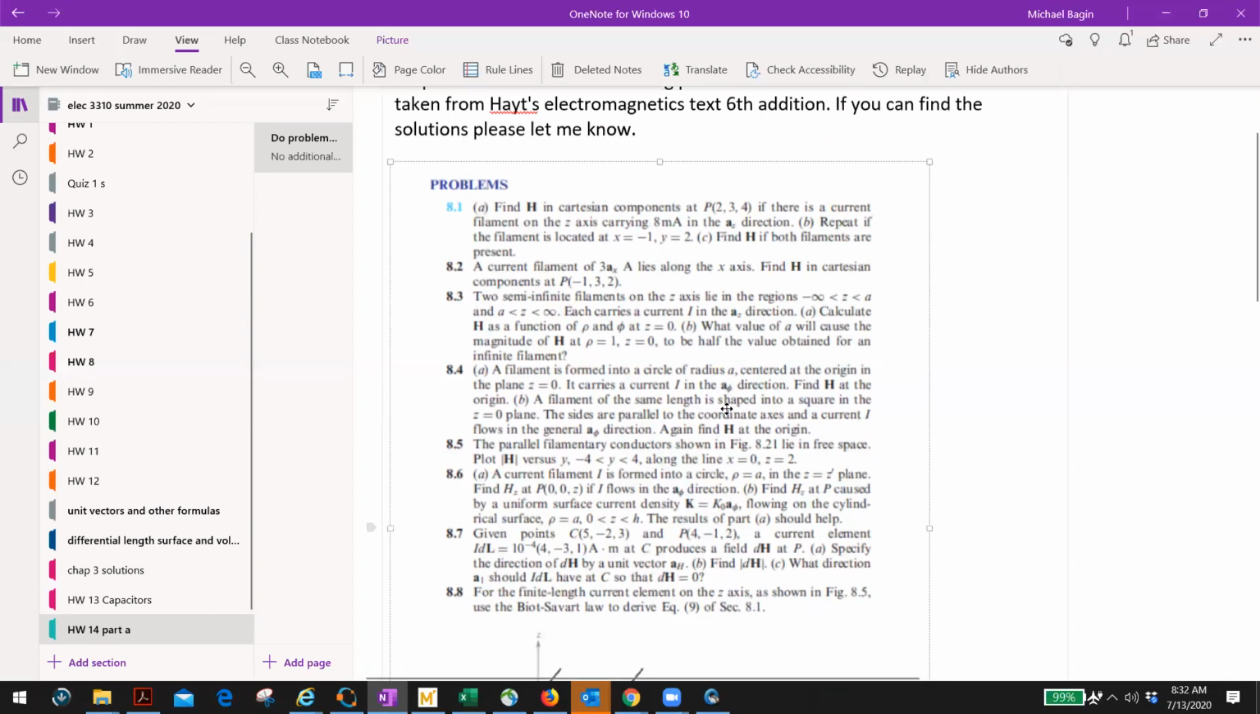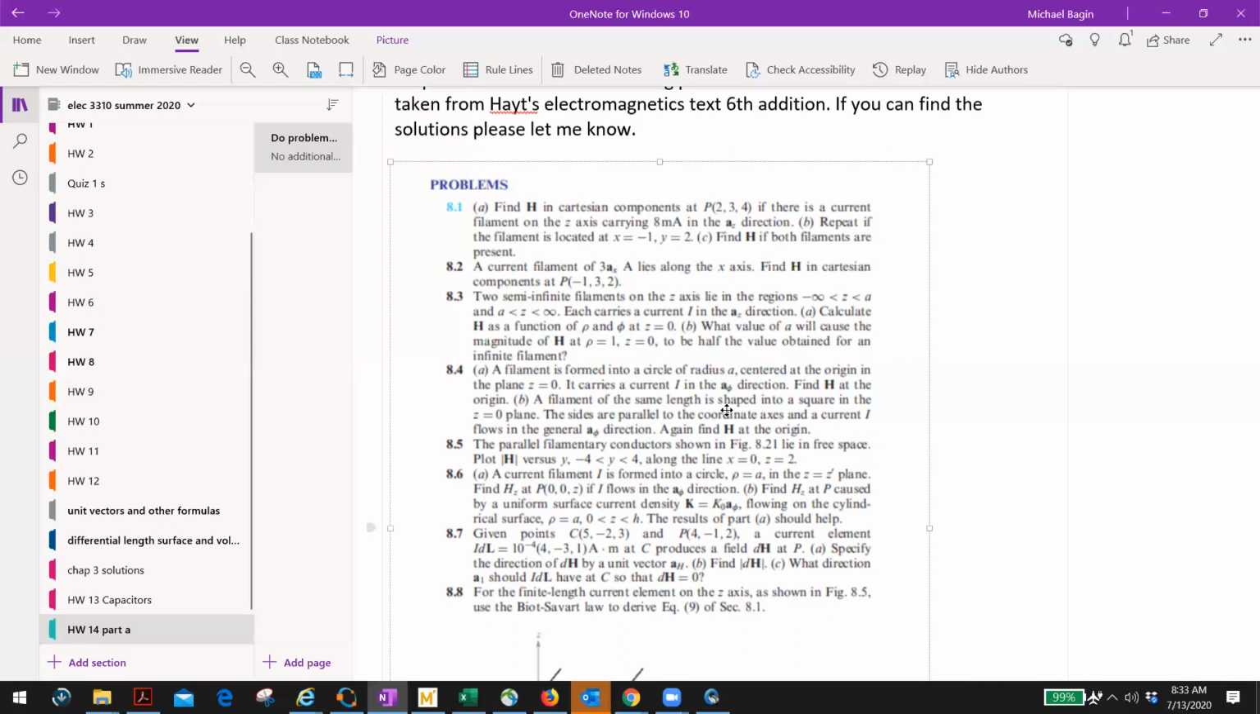All the rest of them, is there any other problems here you want to do? Because these are good problems. They're more challenging than Dr. Wentworth's problems, in my opinion. Do you think we could look over 8.4? Yeah. The first part was relatively easy, but the second part I wanted to make sure I did right.